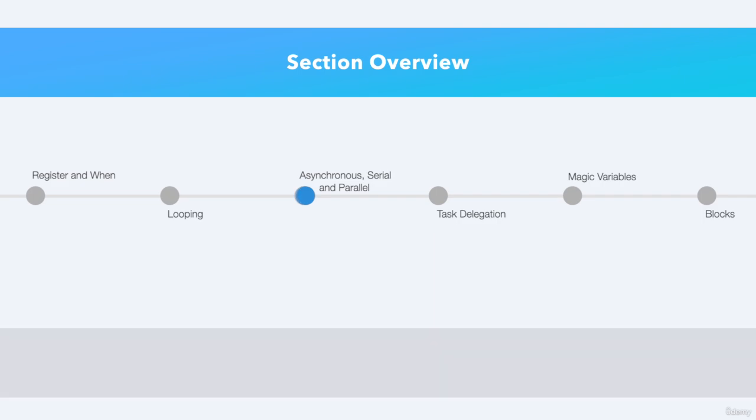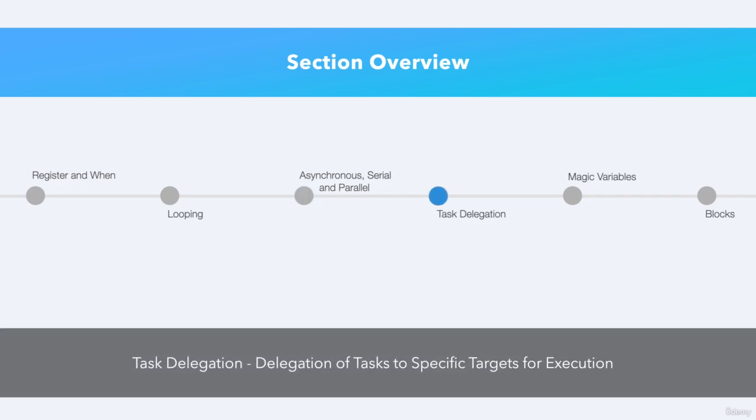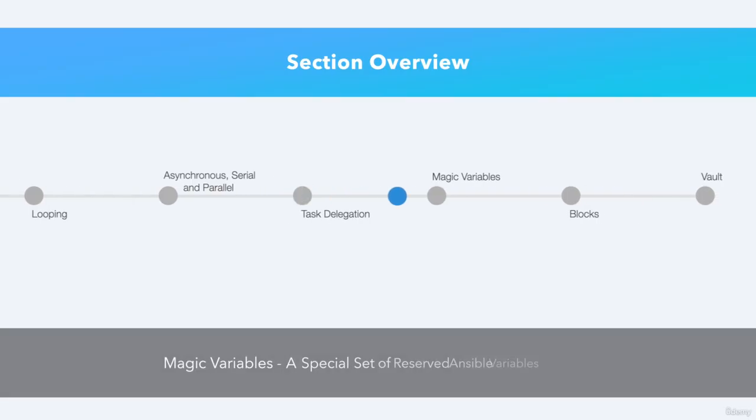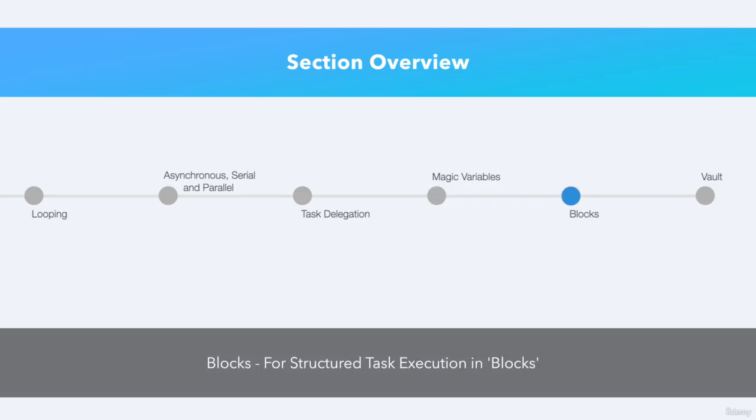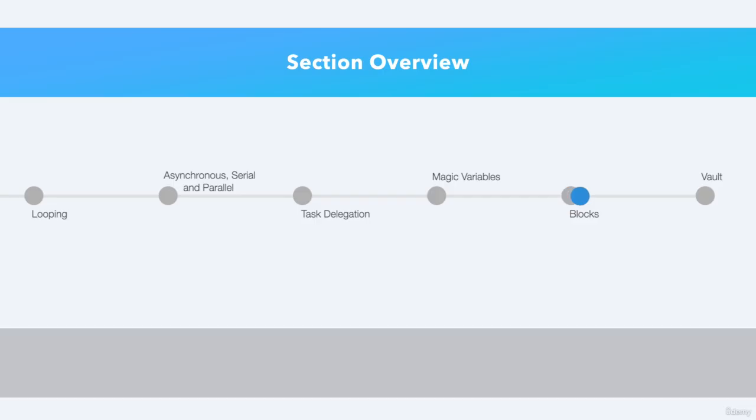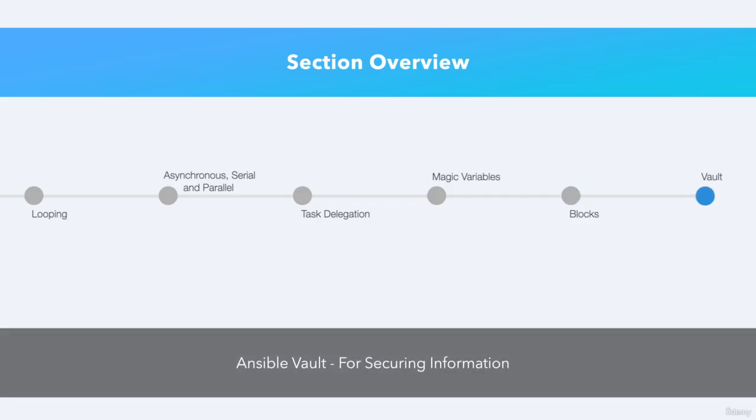serial, and parallel. Task delegation, allowing us to run our tasks using specific targets. Ansible Magic Variables, a special set of variables that can be beneficial. Blocks, which allow us to structure tasks in a block with optional recovery approaches. And the Ansible Vault, for securing information.